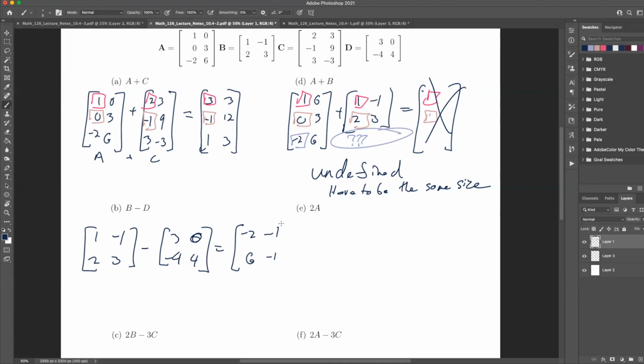So here, let's go ahead and do 2a. So 2 times a, where a is 1, 0, 0, 3, negative 2, 6. All right, so let's just crunch through this. If you have 2 times this, you just multiply 2 times each entry, entry by entry. So this is 2, 0, 0, 6, then 2 times negative 2 is negative 4, and then 12. Okay.